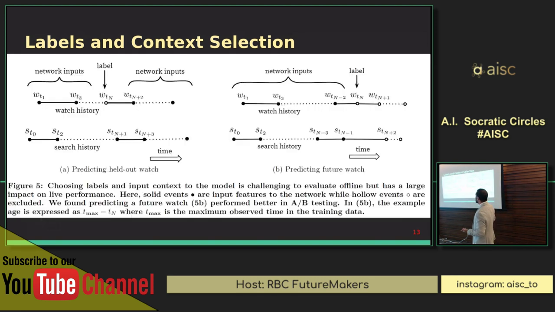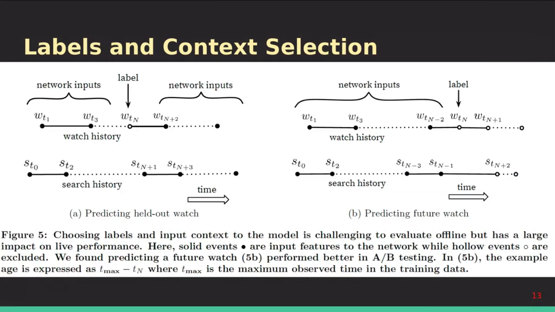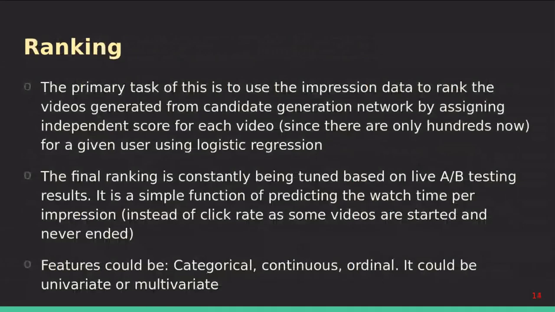So in here, for example, if I have a label here, I'm going to pass everything before and everything after. I'm not going to pass anything that is being labeled. This way, I'm making sure that my recommendation is generic and it's not being biased. Are there any questions about that? Cool. Okay. So that was the candidate generation.